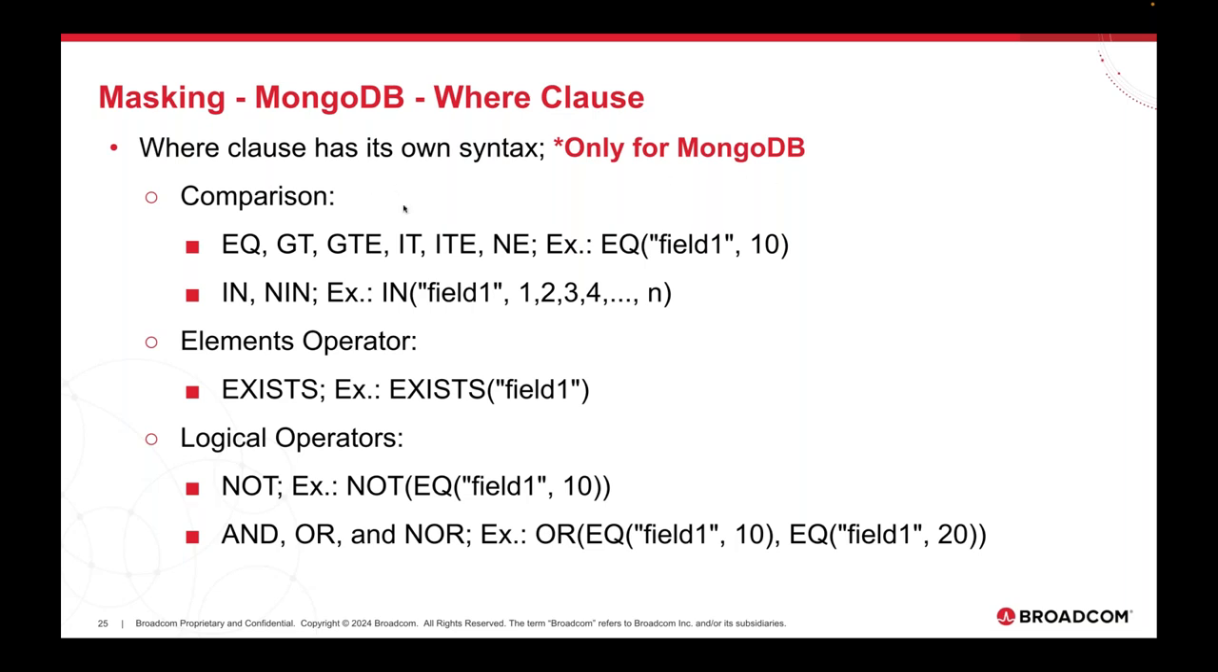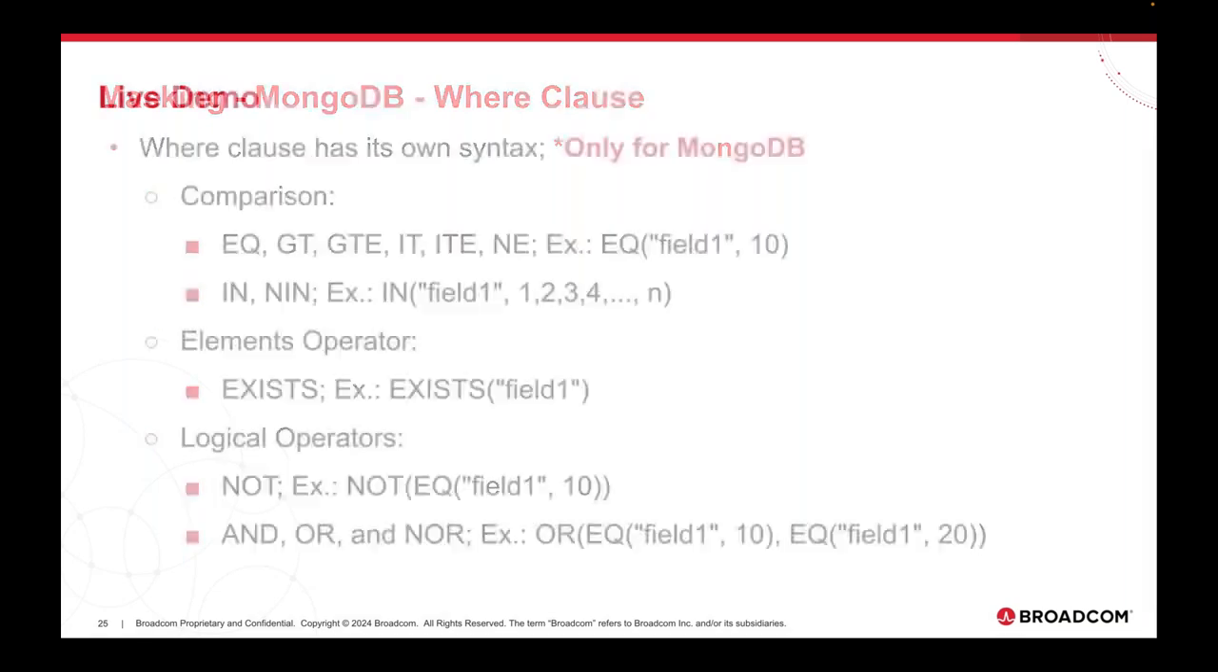So here we have an example for comparison. For example, we want to get the document that has a field 1, and the value inside of field 1 should match with 10. If we have 10, then we are going to mask it. And there are also the operators, some logical operators. We don't support all of them, but the major part of them is here.